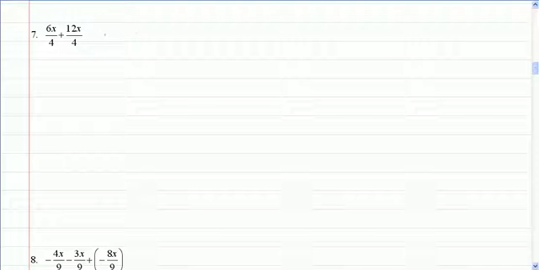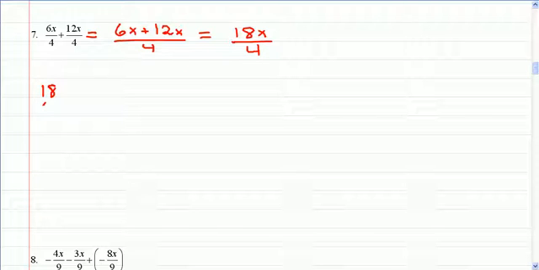For number 7, even though this problem has variables, we always look at the denominators first. And since both denominators are 4 and we're adding them together, this problem is just 6x plus 12x over 4, and 6x plus 12x add to 18x. So 18x over 4 is the fraction, but not the final answer, because 18 and 4 can reduce.